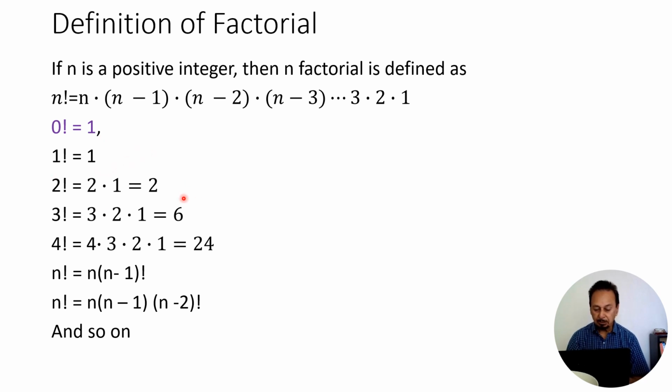1 factorial is 1. Now 2 factorial, you start with 2 until you get 1. So 2 times 1 is 2. 3 factorial will be 3 times 2 times 1, so it'll be 6. 4 factorial, 4 times 3 times 2 times 1, that will be 24. So for n factorial, you can write n, and you can stop anytime you want. So it'll be n and then n minus 1 factorial. Similarly, you can start with n, keep going, and stop wherever you want.